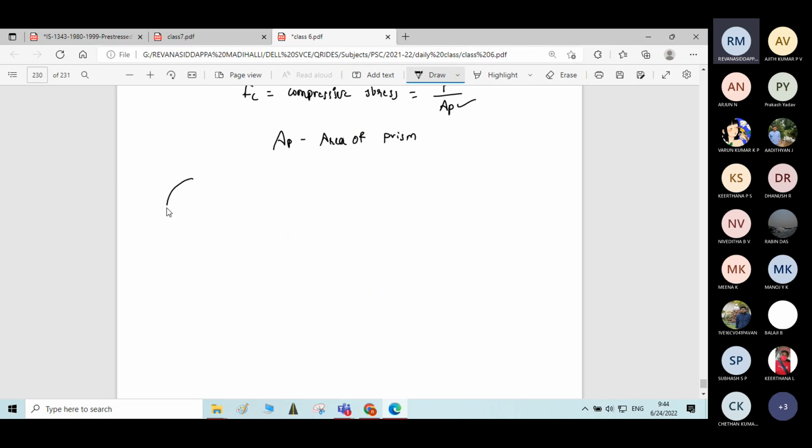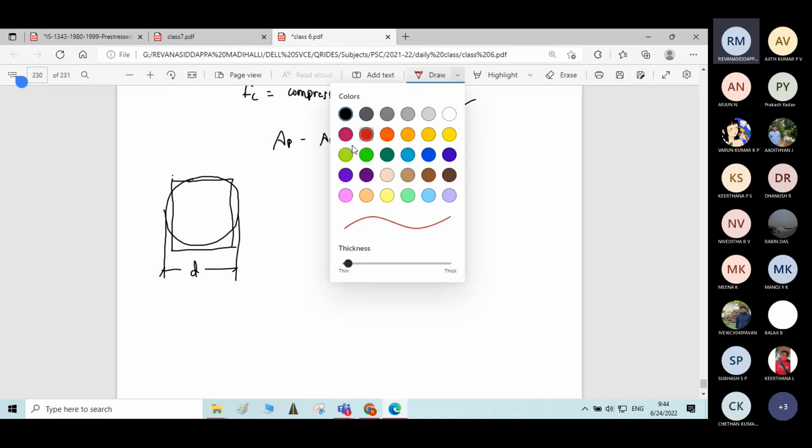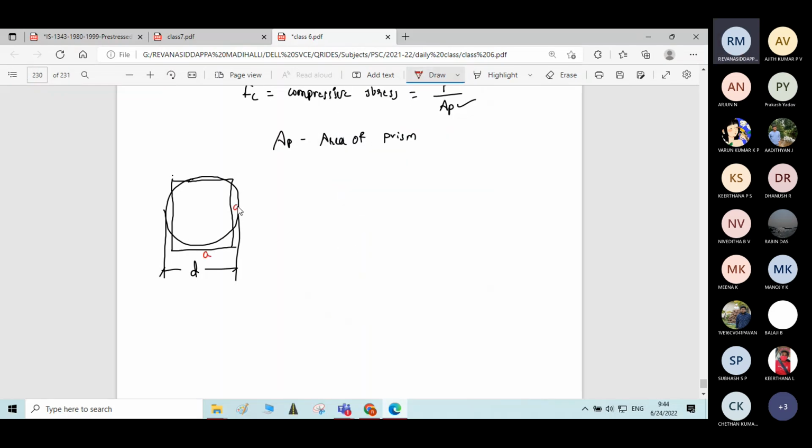Sometimes the circular plates will be given in the problem. If a circular plate is given, you need to find the equivalent dimensions of an equivalent square plate, which has the same area as that of the circle. If a steel plate of diameter D is given, then you need to find the size of an equivalent square plate. How to find it?